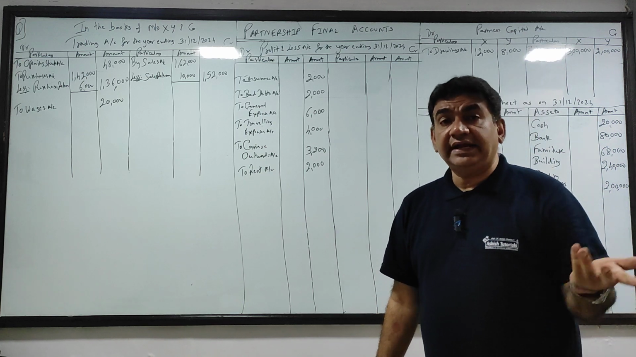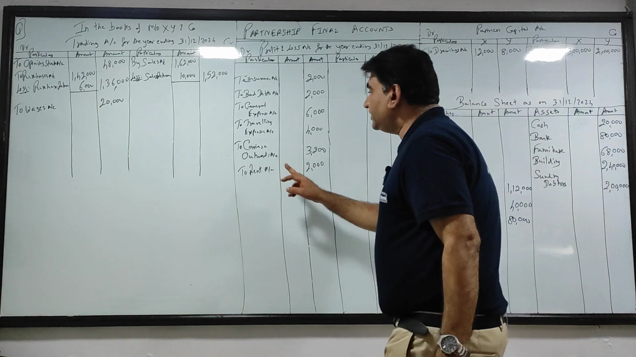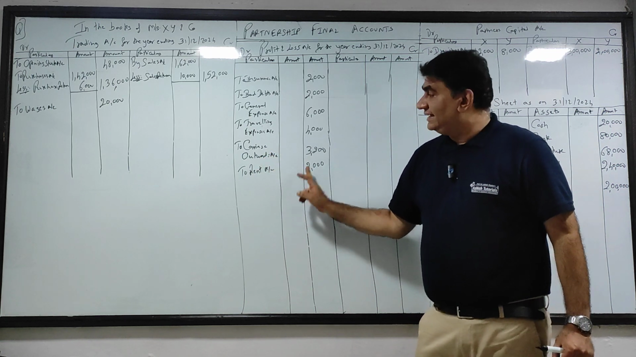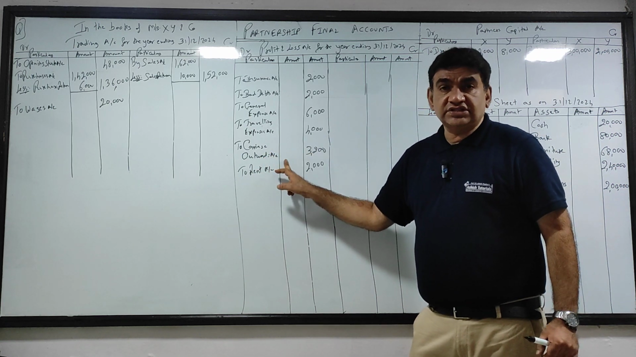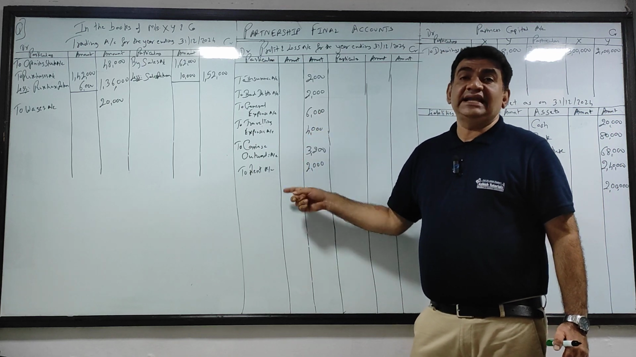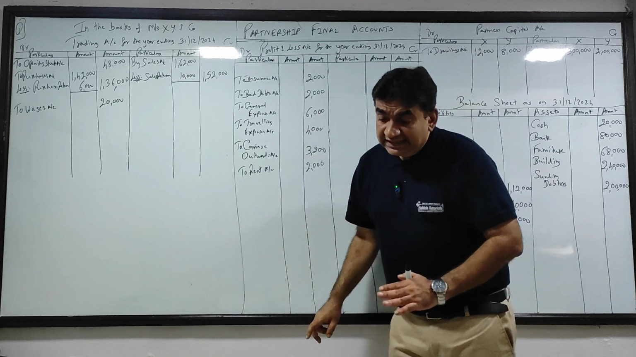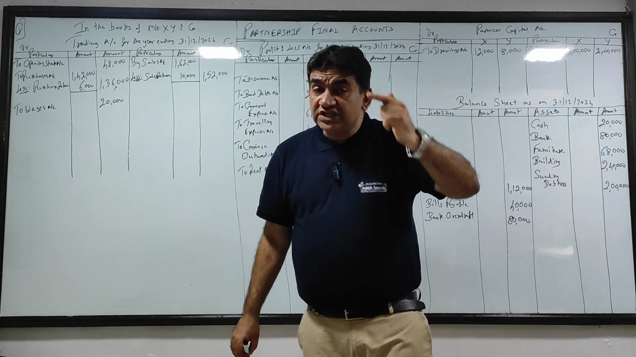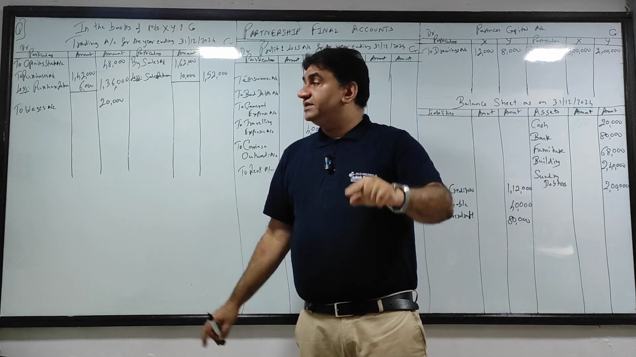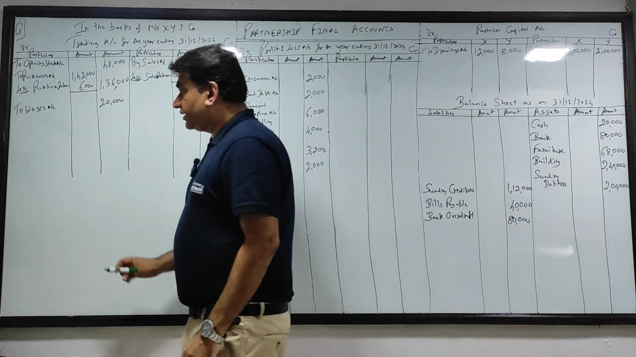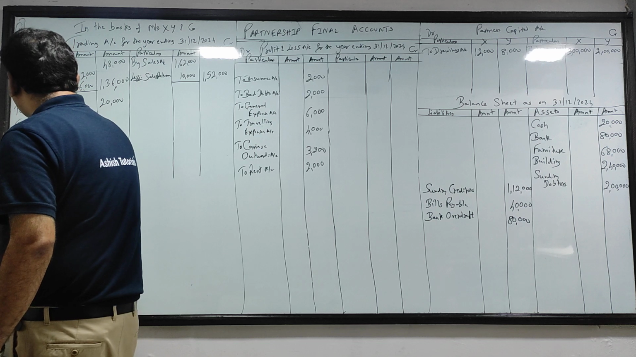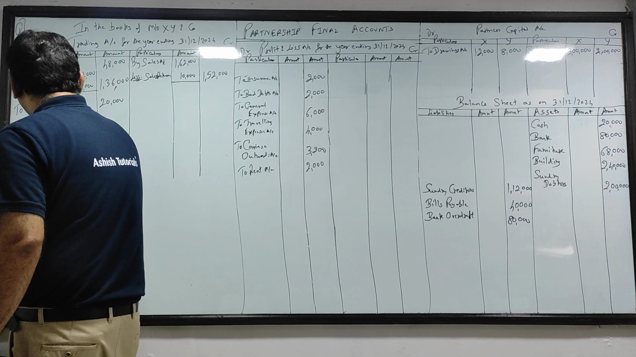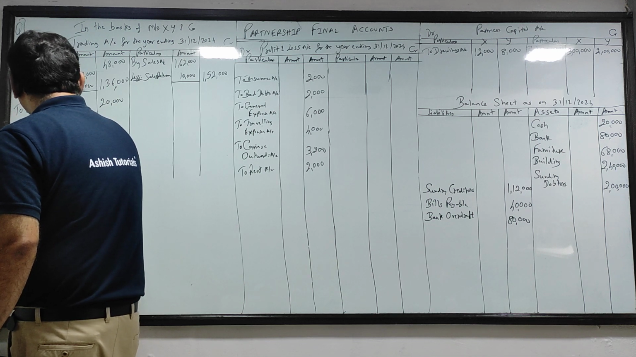Carriage inward. Right now only I told you. Carriage outward means transport charges paid on sale of goods. Selling expense, indirect, debit P&L. Carriage inward means transport charges paid on purchase of goods, direct expense, therefore we will debit trading account. So come to the debit side of trading account to carriage inward account.